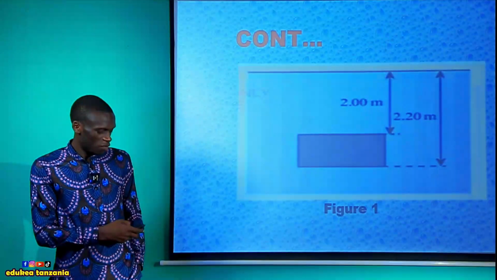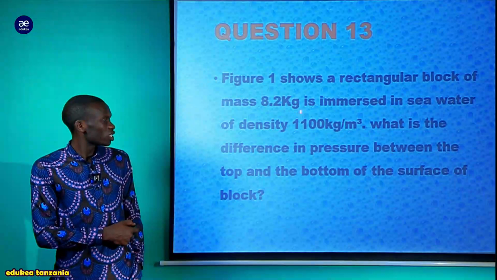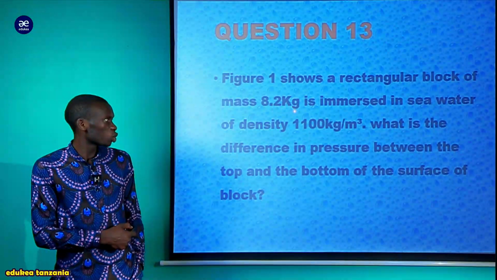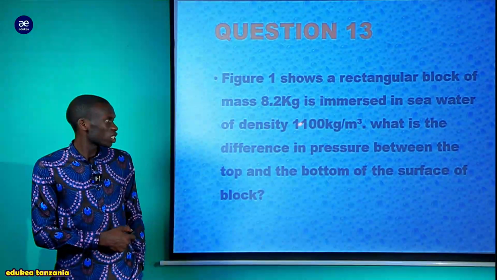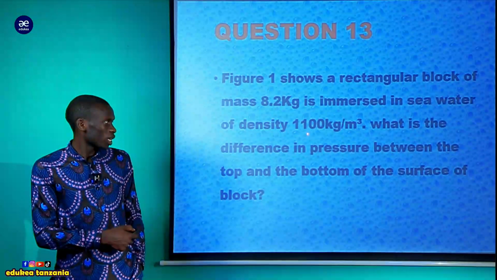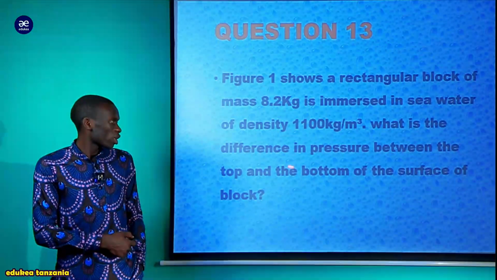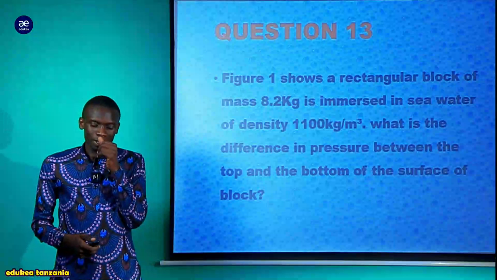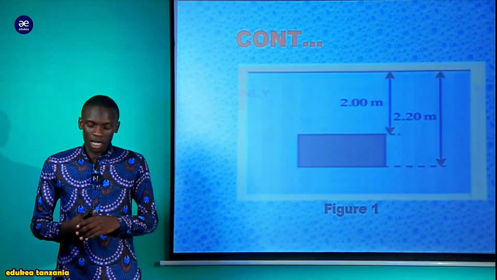And if you check in our question, we have been given the mass of the block, which is equal to 80.2 kilogram, and we have been given also the density, which is equal to 1100 kilogram per meter cubed. Required to determine the difference in pressure. So use this figure to calculate.